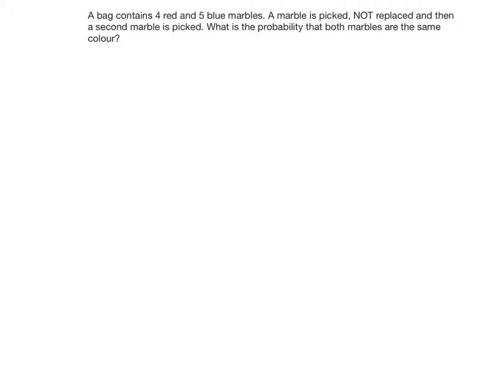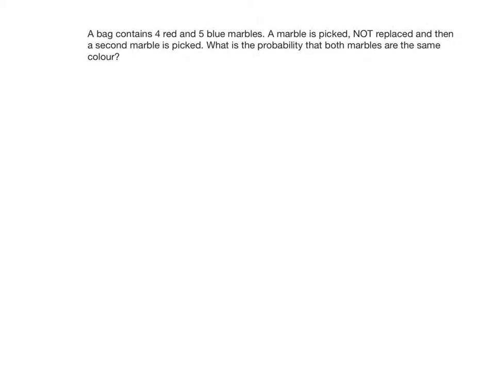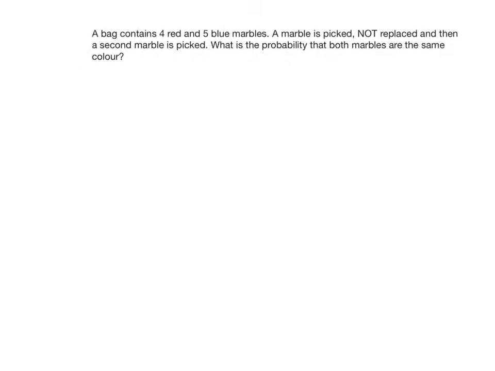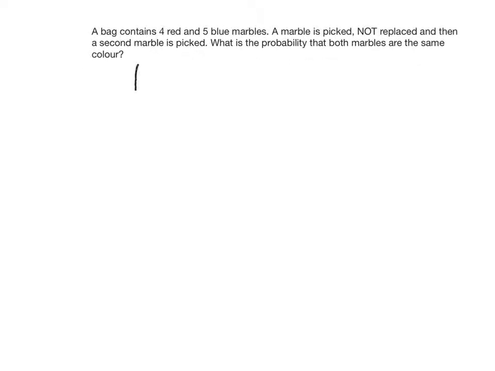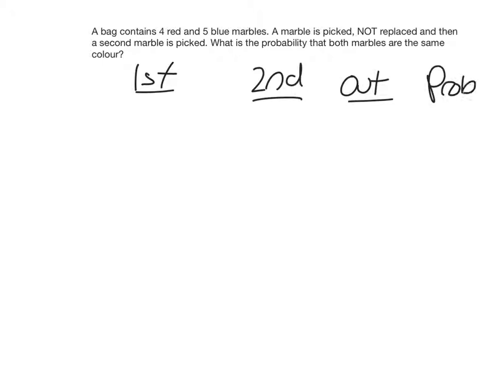So, again, this is a multi-stage because I'm picking a marble, then I'm picking a second marble. So that's why we use a tree diagram. So we'll set up our tree diagram in the same way. We'll write first stage, then second stage, then the outcome and the probability. The way I do all the branches is the same. It's only the probabilities that are different.